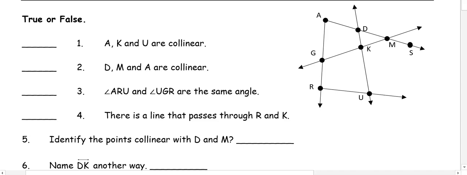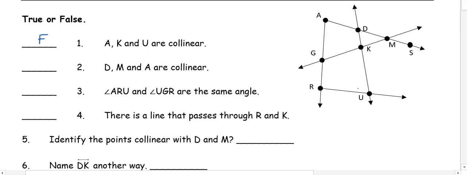This video is a review for Quiz 1 of Unit 1 in Geometry. So in the first 4 questions for true or false, number 1, A, K, and U are collinear. So point A, point K, and point U, are they collinear? Well, to be collinear, that means they all need to be on the same line, but A is not on the same straight line as K and U, so this would be false.